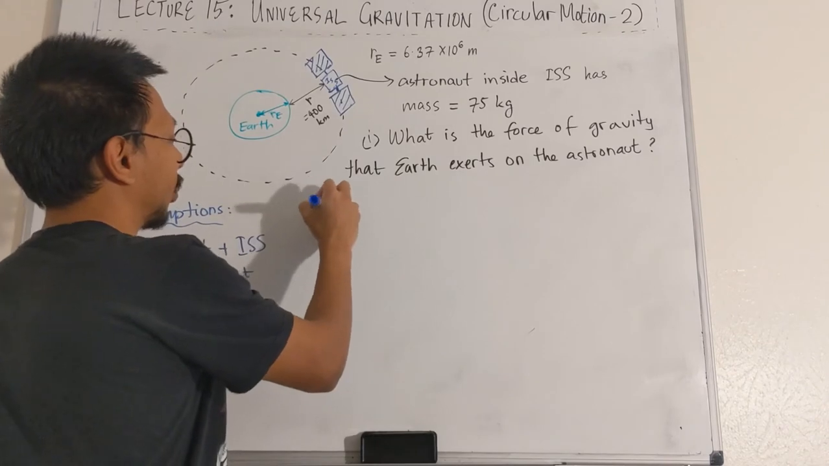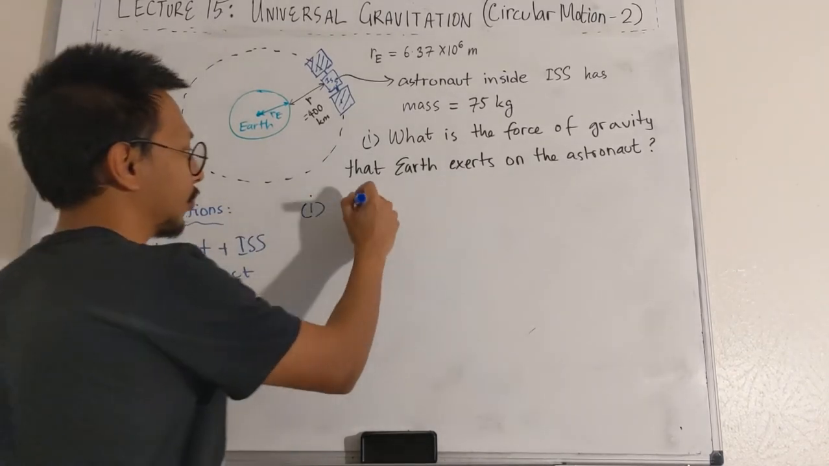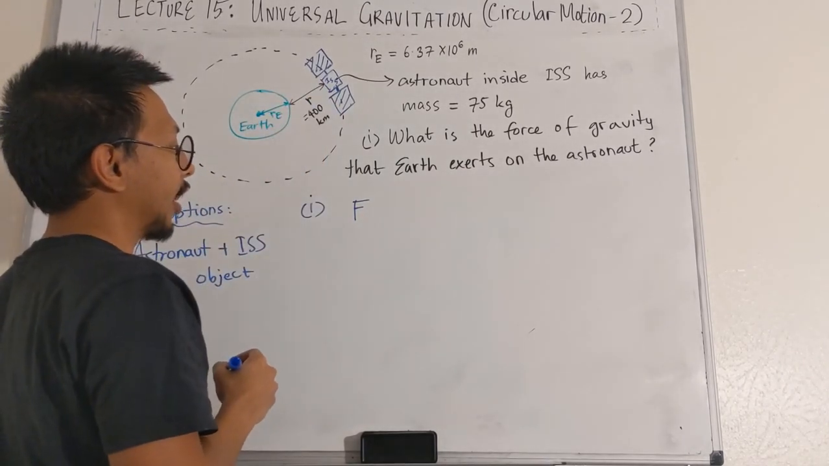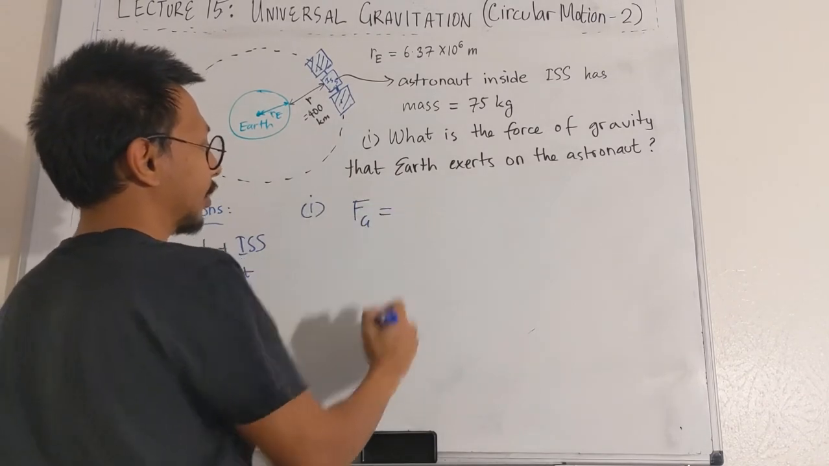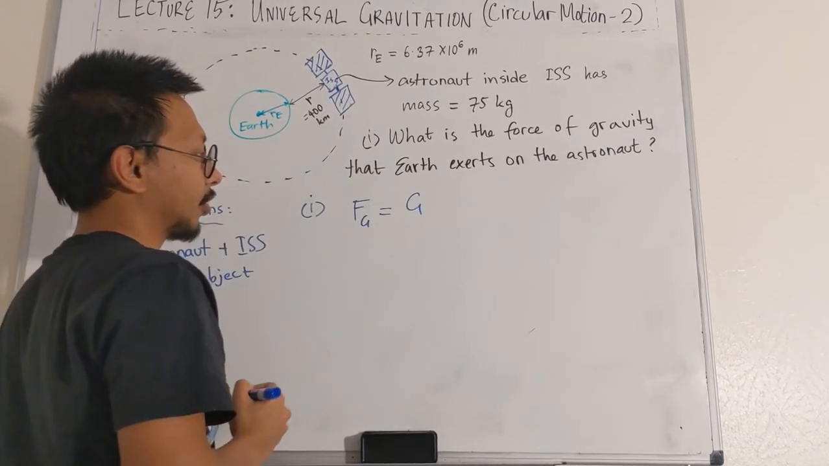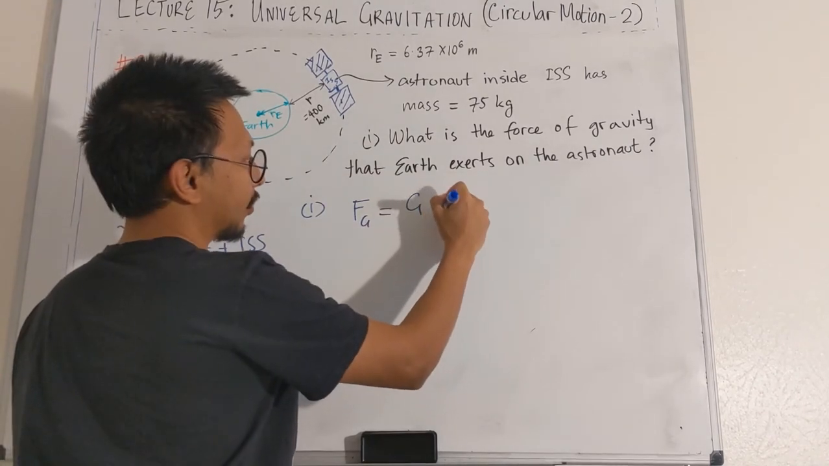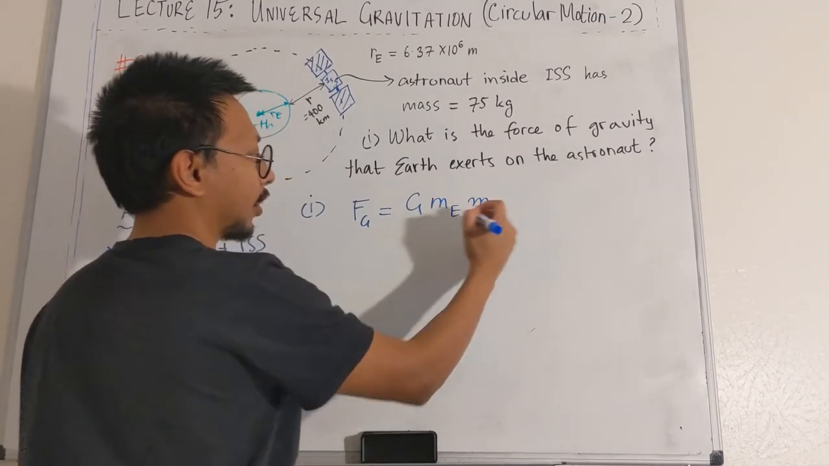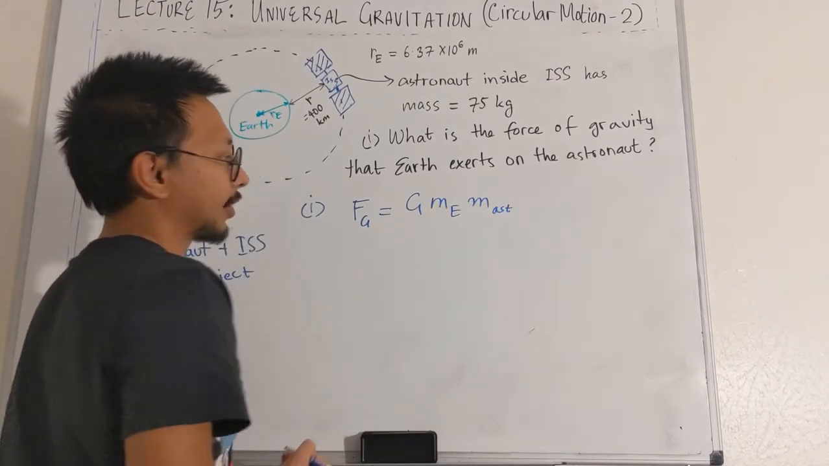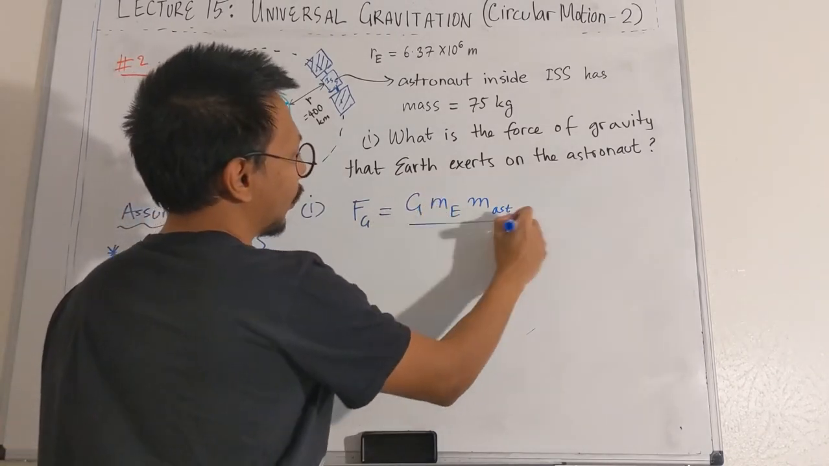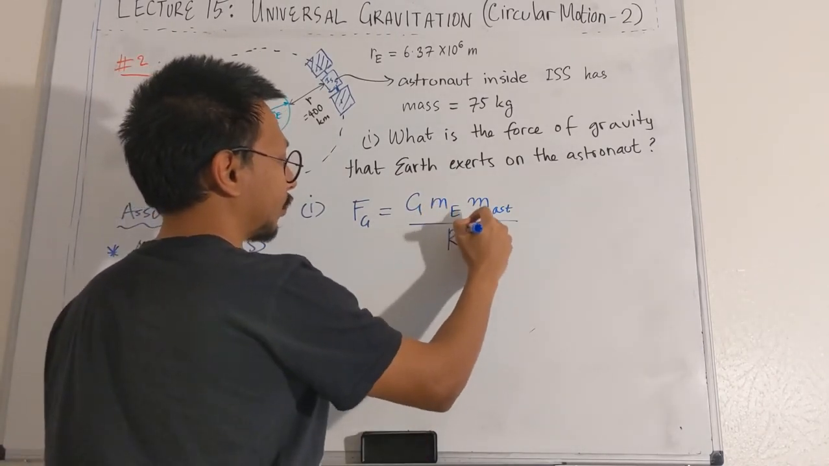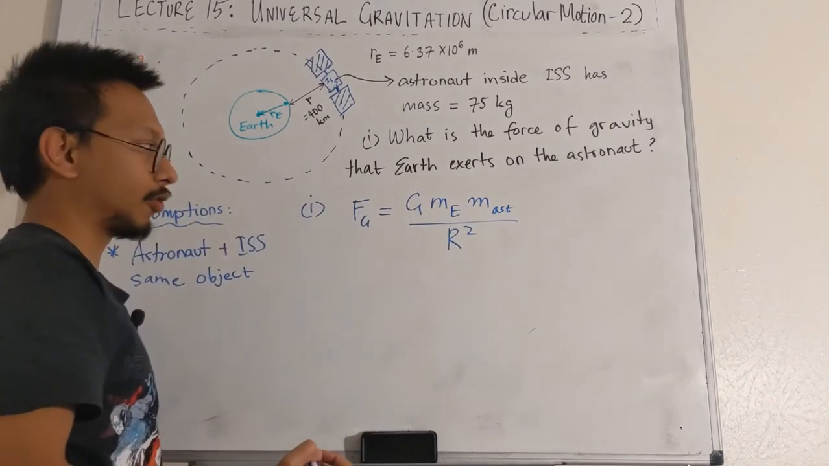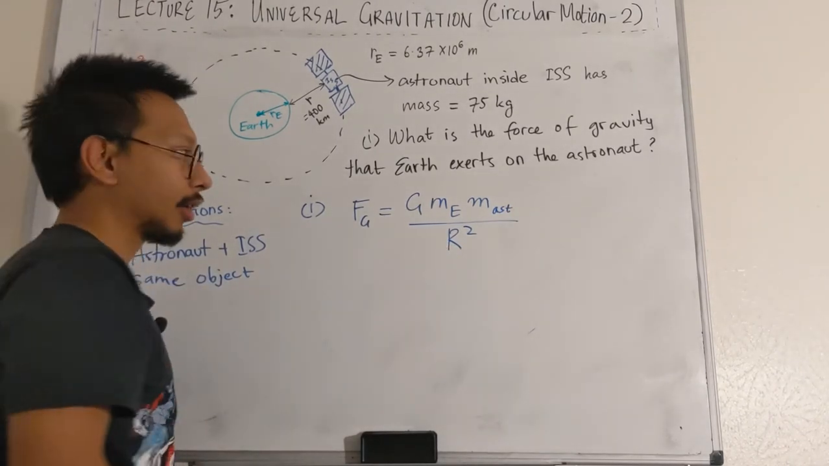What do we know? We know Newton's law for universal gravitation, which would give us the magnitude of the force of gravity that keeps the space station in orbit around the Earth. Fg is equal to gravitation constant G times mass of the Earth, M_E, times mass of the astronaut, let's call it M_AST, over r squared. We know G, we know M_E, the mass of the Earth, we know the astronaut's mass, but this is the tricky part. What is this r?